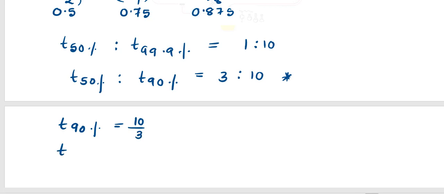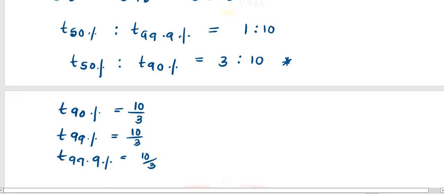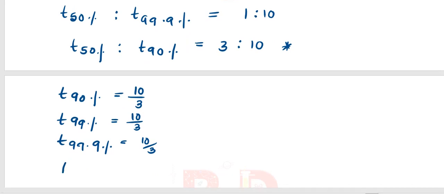Next one, T 99% is equal to 10/3. Again, T 99.9% is equal to 10/3. Let me also write one more: T 99.99% is equal to 10/3.